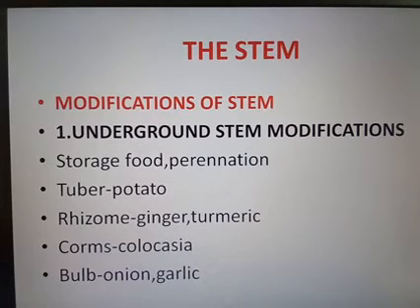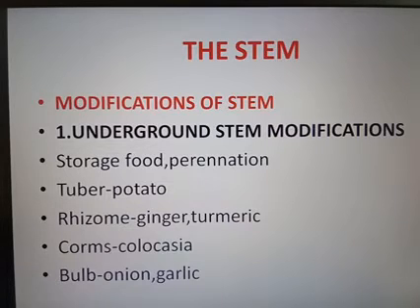Next we are discussing the modifications of the stem. Mainly three types of stem modification: the first one is underground stem modification, the next one is subaerial stem modification, and the third one is aerial stem modification. Underground stem modifications are meant for perennation and storage. Underground stem modification is mainly for perennation and for food storage.